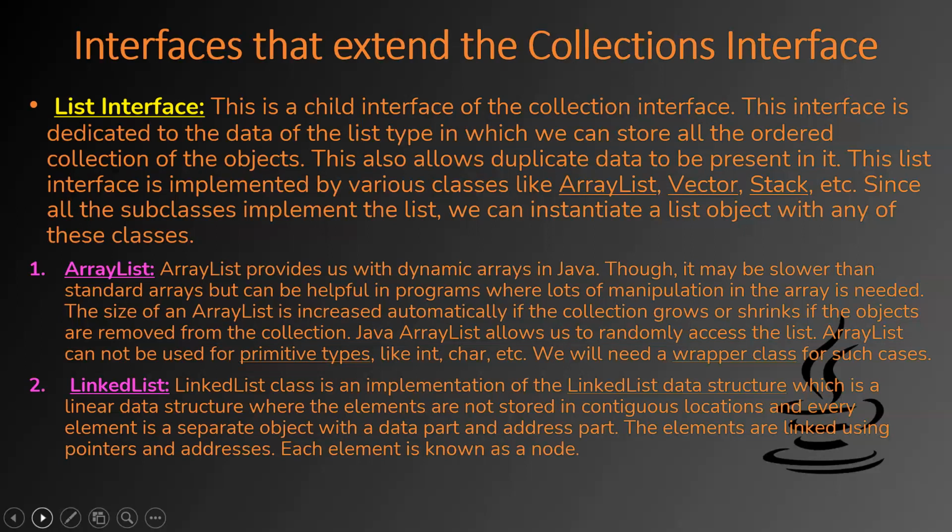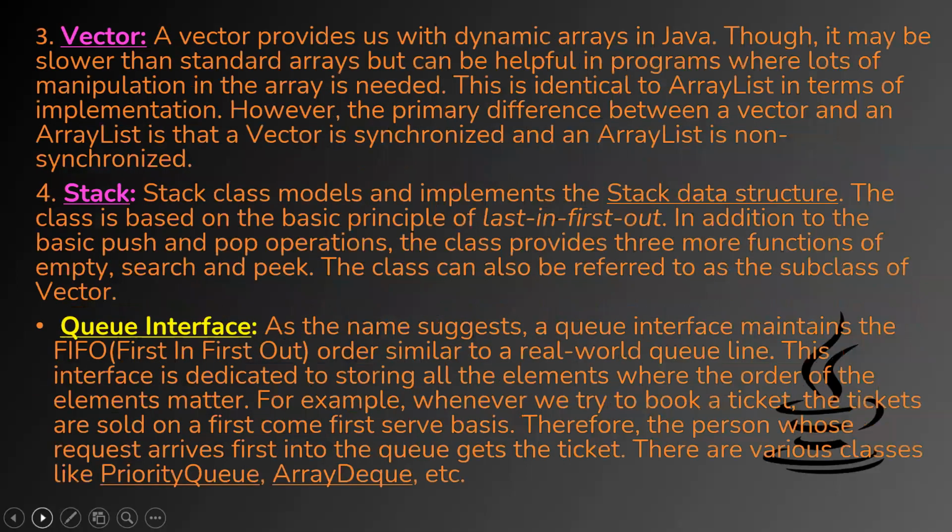LinkedList. LinkedList is an implementation of a linked list data structure, a linear data structure where elements are not stored in contiguous locations, and every element is a separate object with a data part and an address part. The elements are linked using pointers and addresses. Each element is known as a node. Vector. A Vector provides us a dynamic array in Java. Though it may be slower than the standard array, it can be helpful in programs where lots of manipulation of arrays is needed.